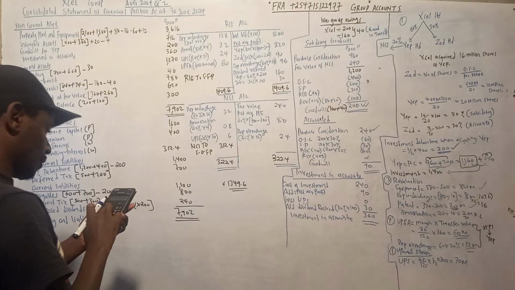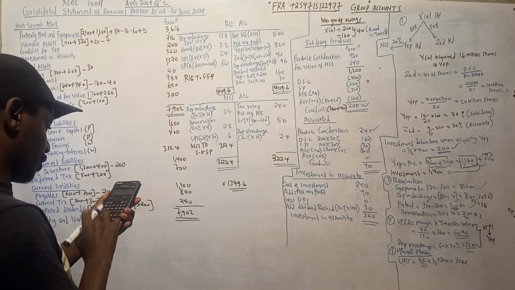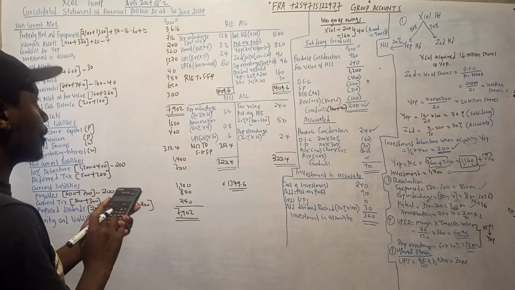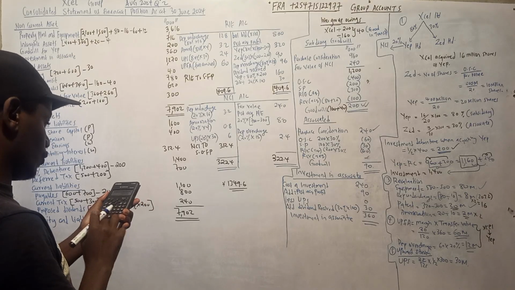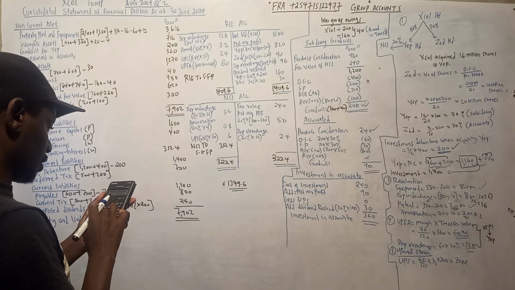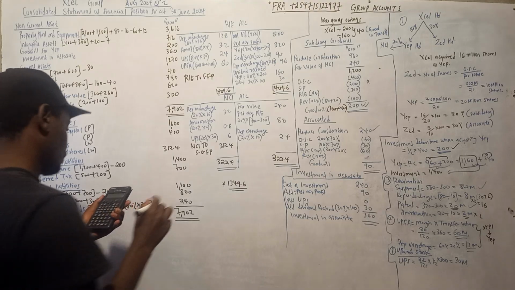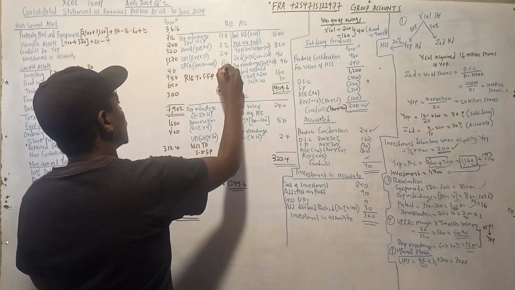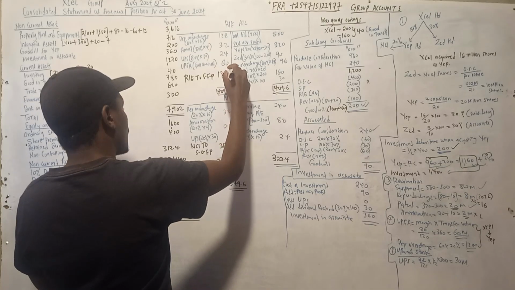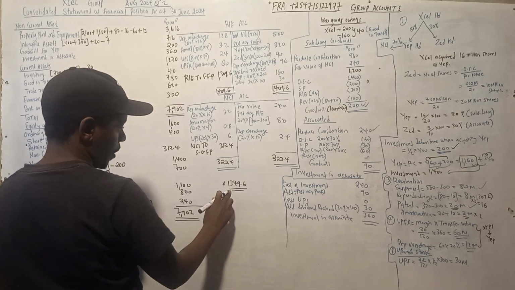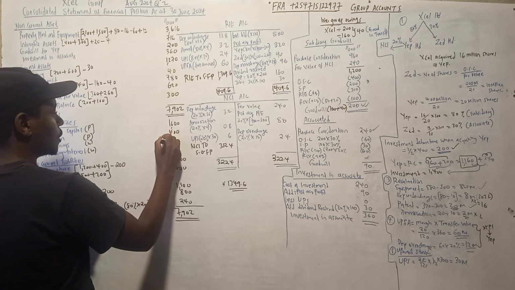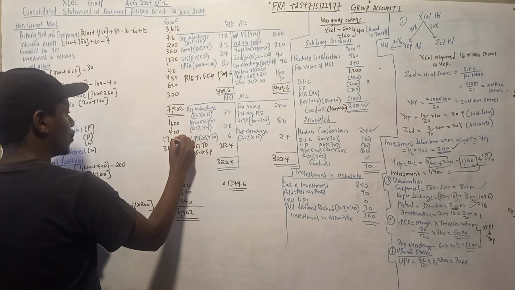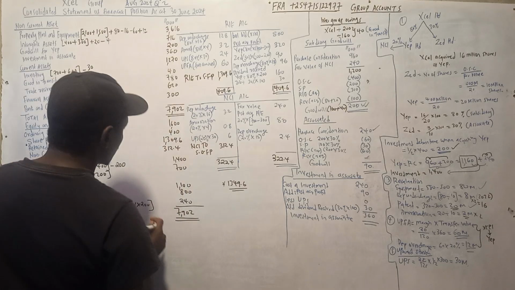Now you can balance: 12.8, 3.2, 24 plus 60. That is 1309.6. Why is it 1309? Let us confirm. 1309.6. So let us try to balance this account.